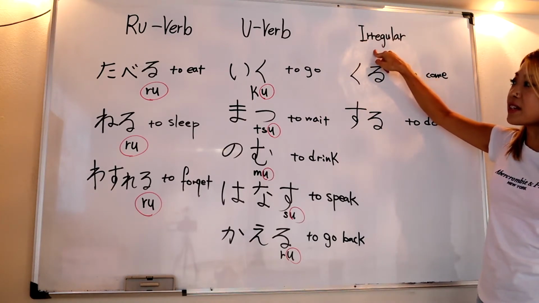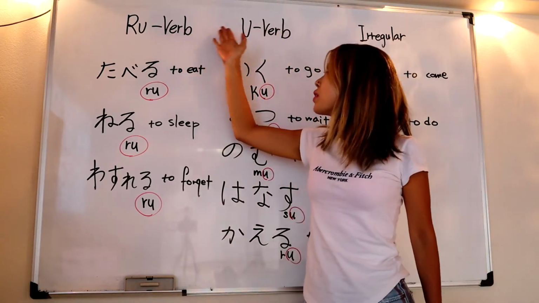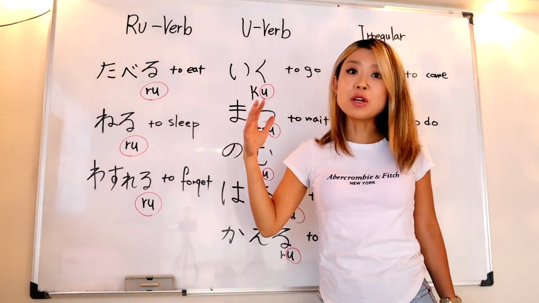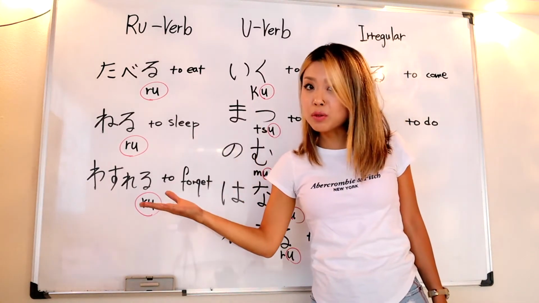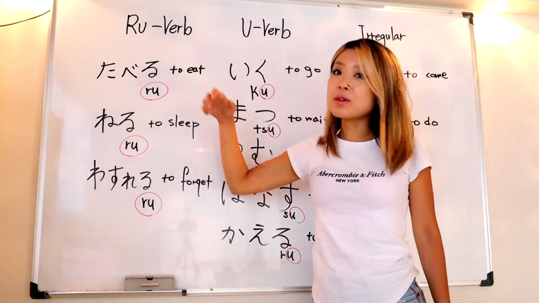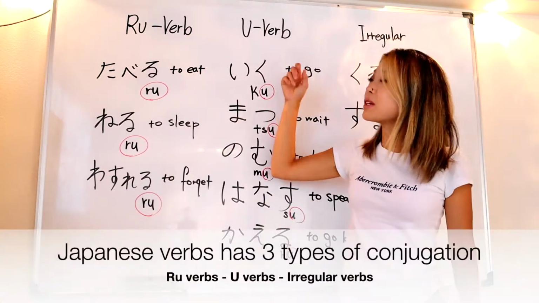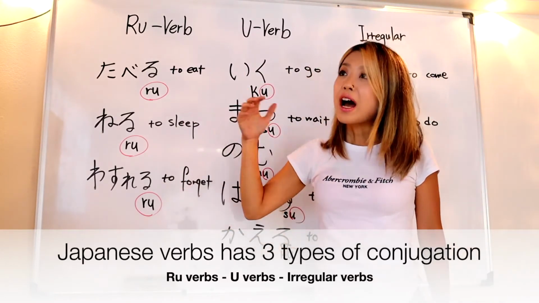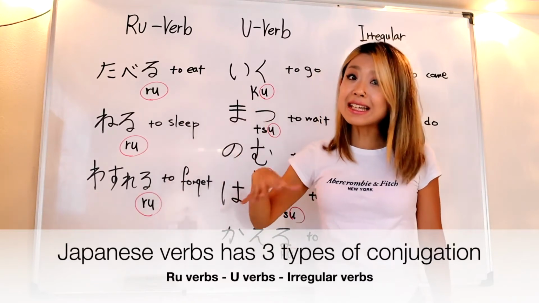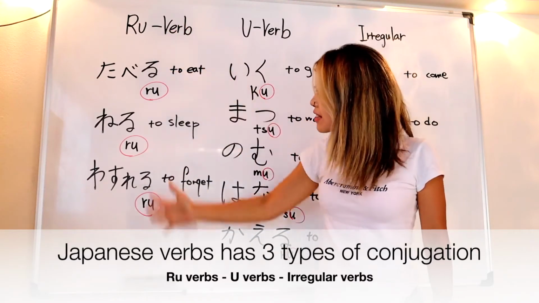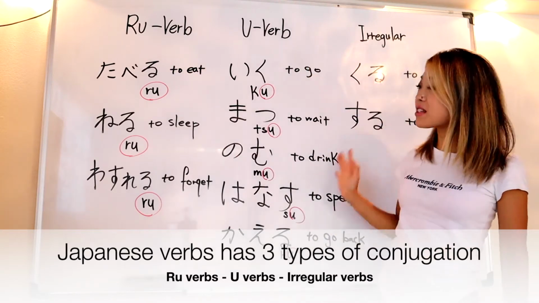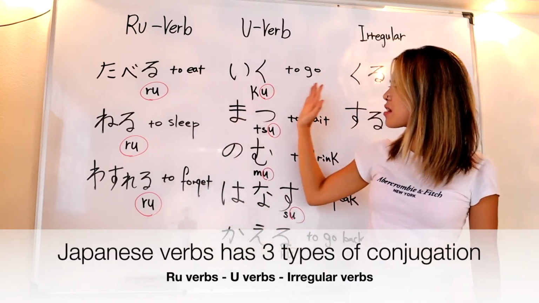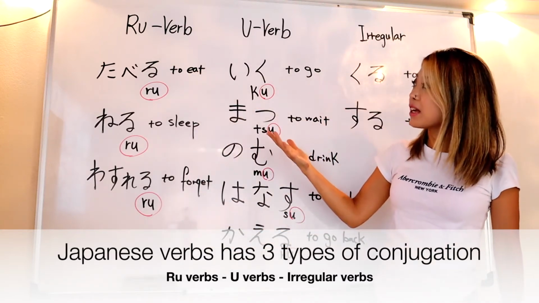Okay, what's the difference? Ru-Verbs, U-Verbs, and irregular verbs have different conjugations. So if you say, I will do, if it's a Ru-Verb, it changes like this. U-Verb, it changes like this. And irregular changes something like this. So when you say, I will do, I did, I am doing, depending on the category, it changes differently. So it's very important to know the differences. So what are the differences? Okay, so step by step.